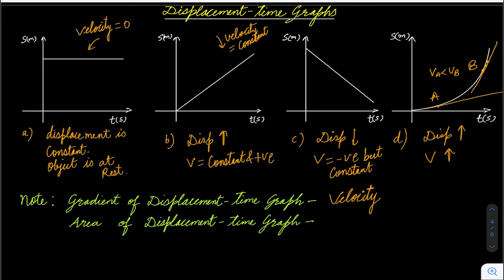Area of a displacement time graph gives basically nothing of use in this curriculum, so we don't have to find area. Area comes into the picture only in velocity time graphs. That's why velocity time graph questions are more common compared to displacement time graph questions.